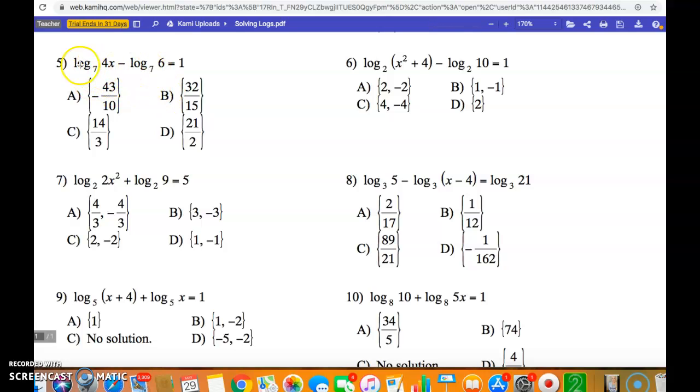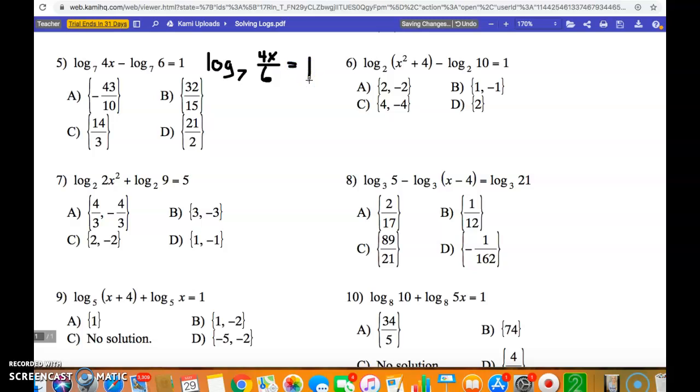So let's do number 5. Notice the bases are the same, and you've got a minus in between. So since there's no log on this side, you're going to have to do something with combining these. Remember condensing? Here it is. If you condense a same base minus something with the same base, that's division. So this is really log base 7 of 4x divided by 6, because division in log form is going to be minus. So you can do that. That's going to be equal to 1.